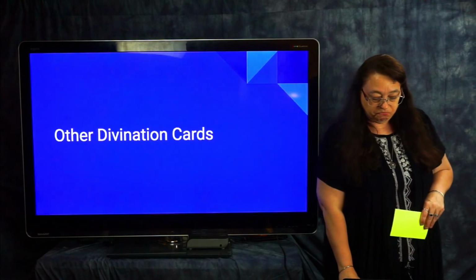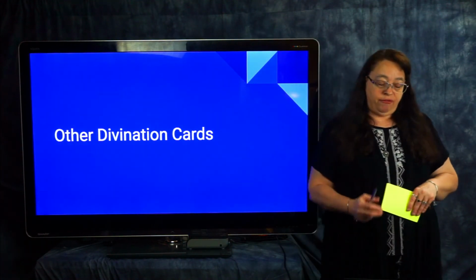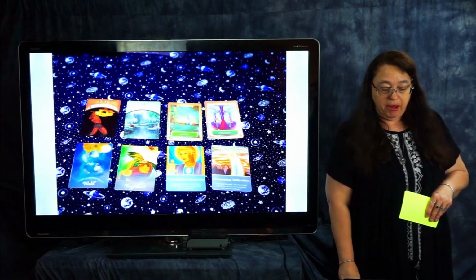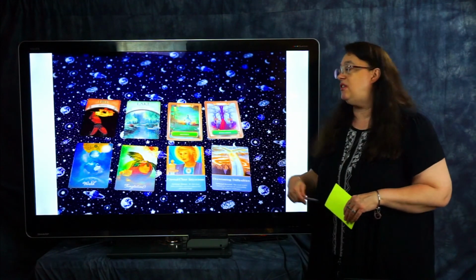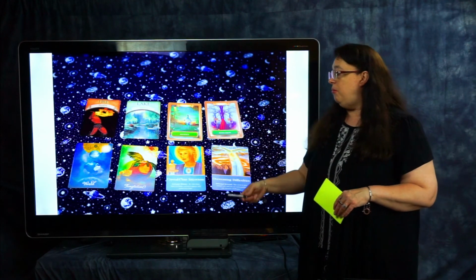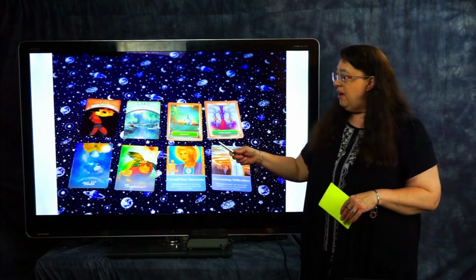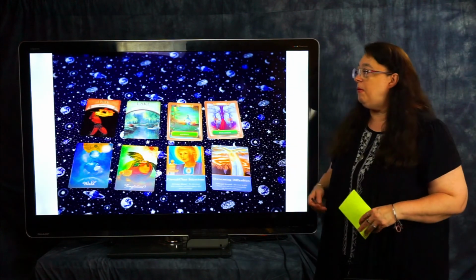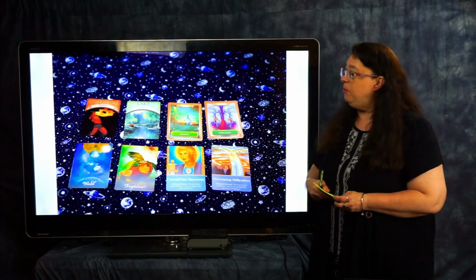Now there are other divination cards that people like to use. I often will use oracle cards myself. These are just an example of a few of them. Oracle cards sometimes will just have one word or a number. Sometimes they'll have a saying on them. And that just helps with the reading some. It might help focus the reading. It might help give specific messages to specific people in the reading.